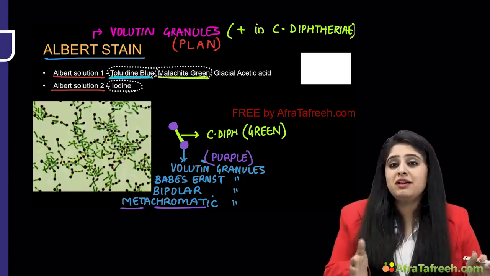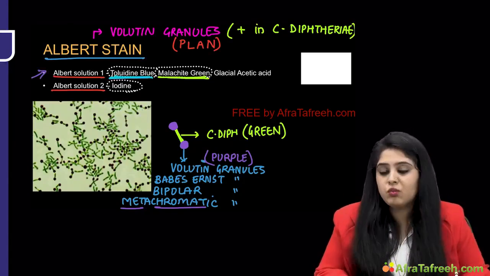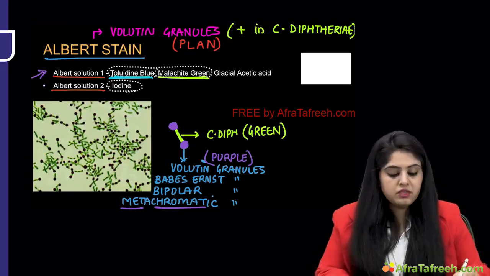So either you'll get a question, arrange the order. So you'll say first simplest. I hope I get this question. First you'll put Albert solution 1, then you'll put Albert solution 2.